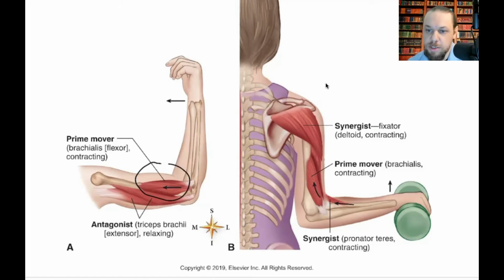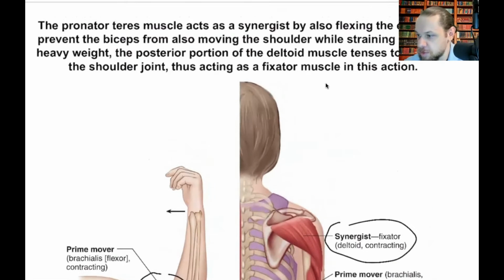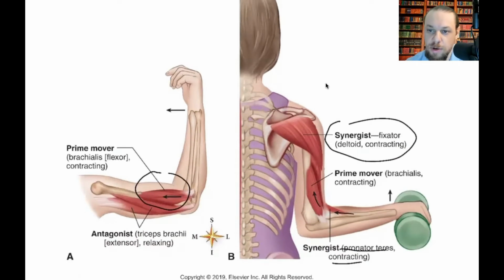And we also have synergists. Synergists assist with the primary mover. For example, they can stabilize the deltoid. So here it's a fixator. And we have the pronator teres muscle, which can also be a synergist. So the way this is essentially laid out, the primary mover is what facilitates the primary function. And what you need to understand is that for that to occur, the antagonist must relax. So here we see the triceps brachii in a relaxed position.